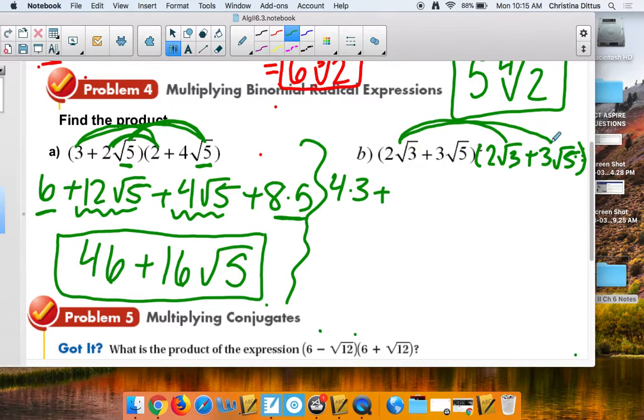Plus my outsides. What is 2 times 3? 6. And now I have the square root of 3 times the square root of 5. What do we get there? Good. Square root of 15. When they're not the same number, you can't get rid of the square root. Okay. Insides. What do I get again? Good.